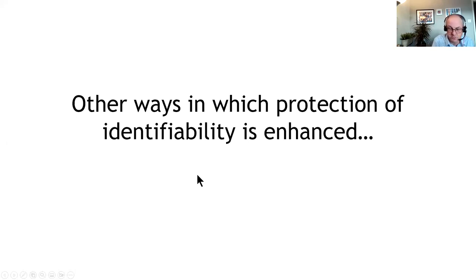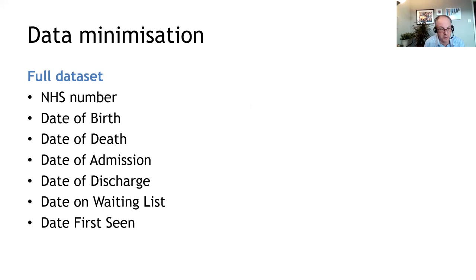I mentioned other ways in which identification can be protected, and I've got a few examples. This is my simple example of data minimization. Here on the left, I've got a full data set, which I, as a data controller, can hold. This might be NHS Digital, it might be Scotland, it might be the Sale Organisation in Wales, but an organisation is legitimately holding these data, fully identifiable.